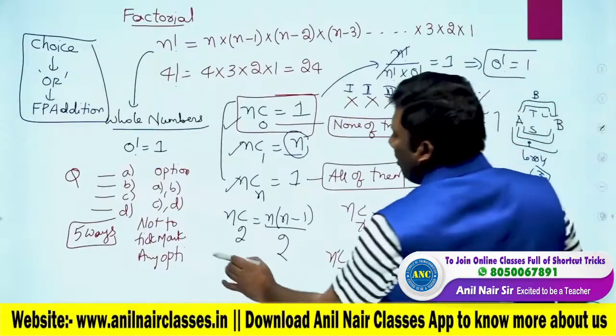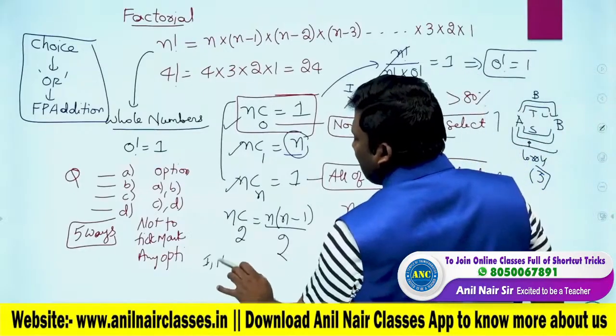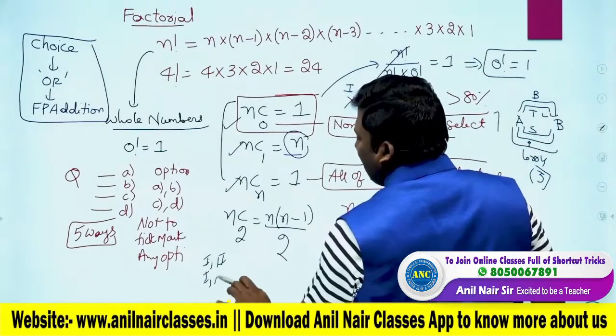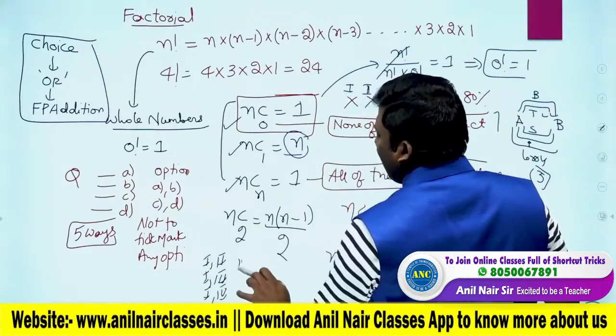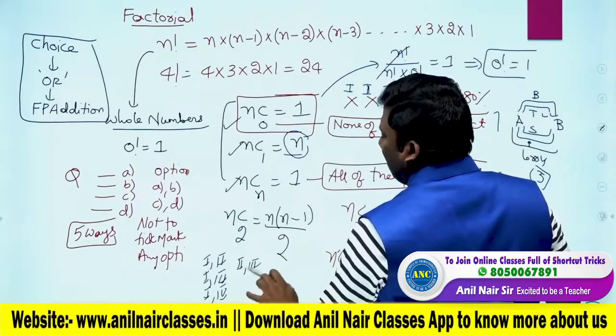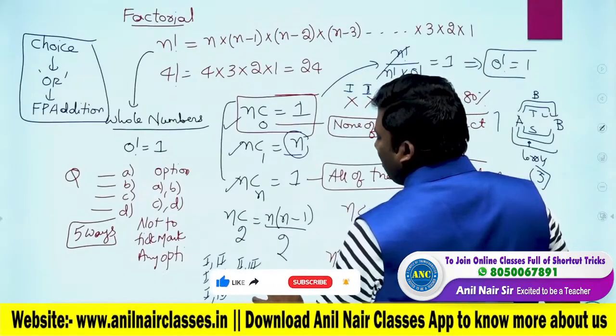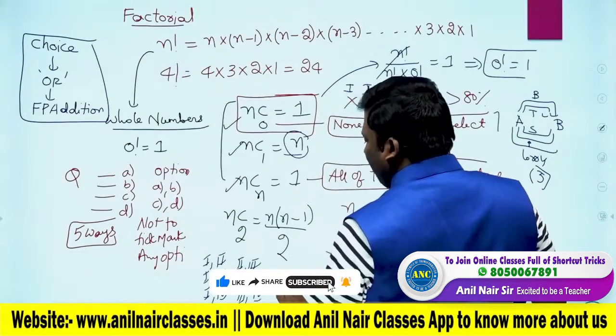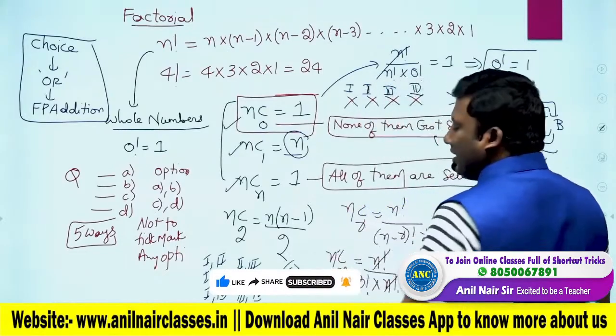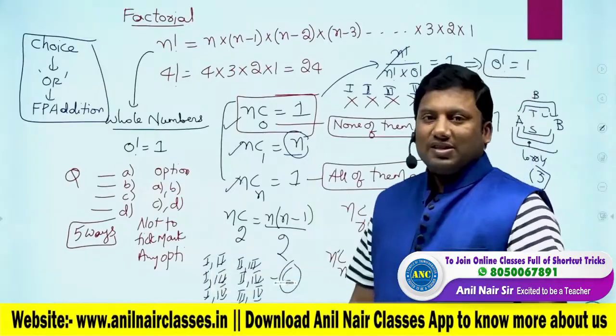So for nC2, either I can select first and second, or first and third, or first and fourth, or I can select second and third, or second and fourth, or I can do third and fourth. Totally how many ways are there? Totally 6 ways are there.